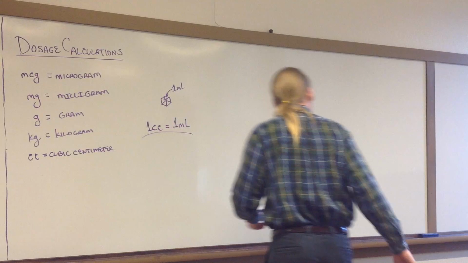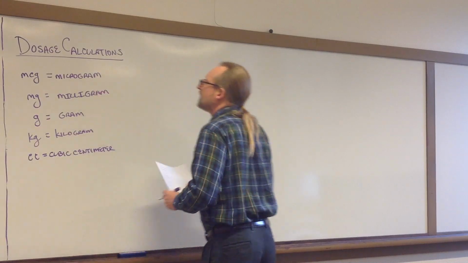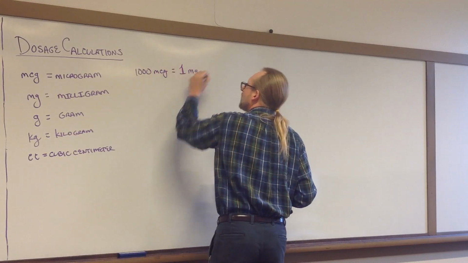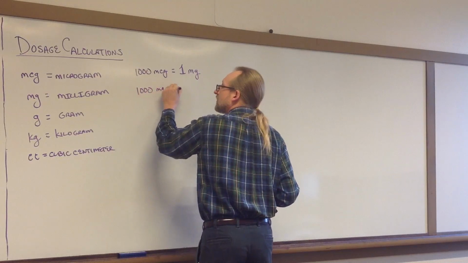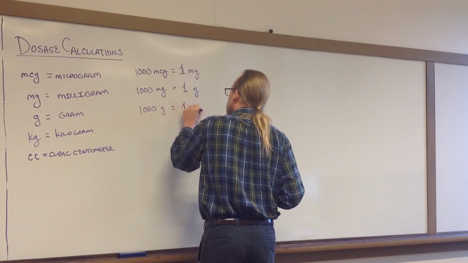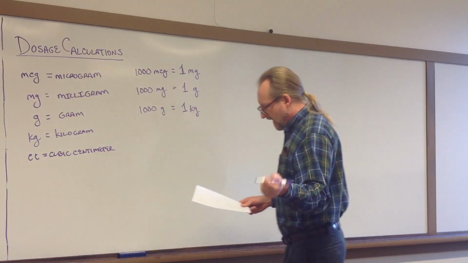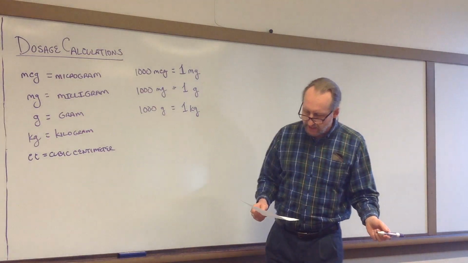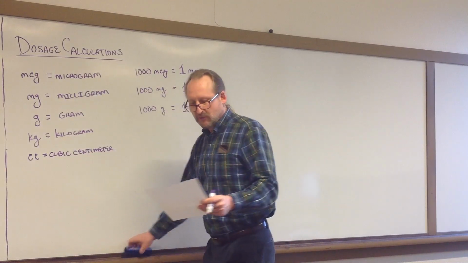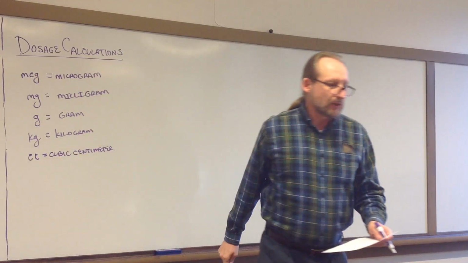So in terms of conversion, I think the relationship holds for all of these: 1,000 micrograms is 1 milligram, 1,000 milligrams is 1 gram, and 1,000 grams is 1 kilogram. I've got all that information there for you on the handout, along with the facts that a milliliter is the same as a cubic centimeter, 1,000 milliliters makes a liter, and consequently 1,000 cc's also makes 1 liter. Okay, so there's our starting information. Let's start to work through these problems.